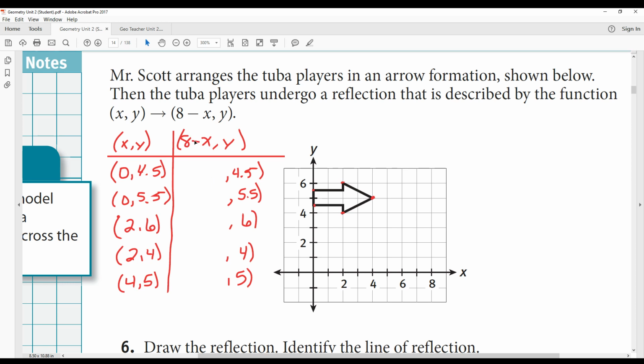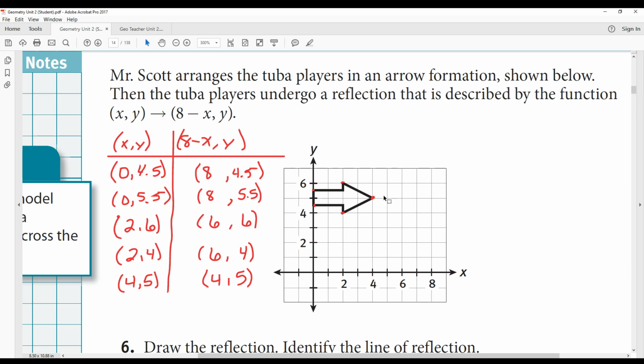I say 8 minus 0. 8 minus 0 is 8. 0, plug that in right there. So 8 minus 0, that's also 8. Then I'm going to plug in 2. 8 minus 2 is 6. 8 minus 2 again. So I have a point at 6, 4. And then 8 minus 4. 8 minus 4 is 4. Okay, those are the new points.